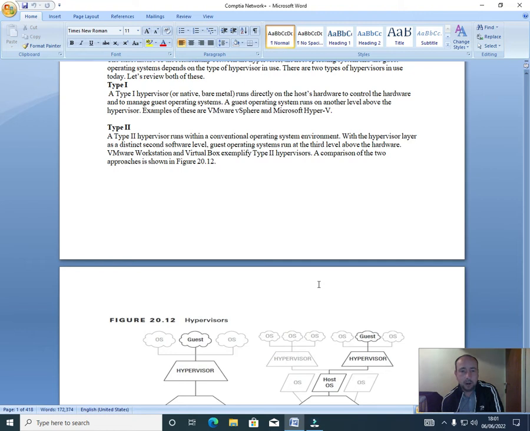A Type 2 hypervisor runs within a conventional operating system with the hypervisor layer as a distinct second software level. The guest operating system runs at the third level above the hardware. VMware Workstation and VirtualBox exemplify Type 2 hypervisors. A comparison of the two approaches is shown in figure 20.12.